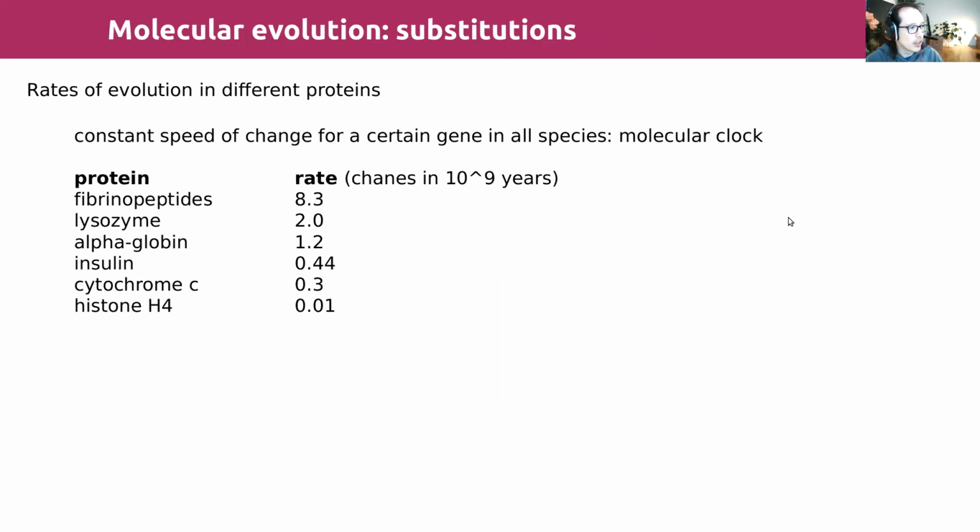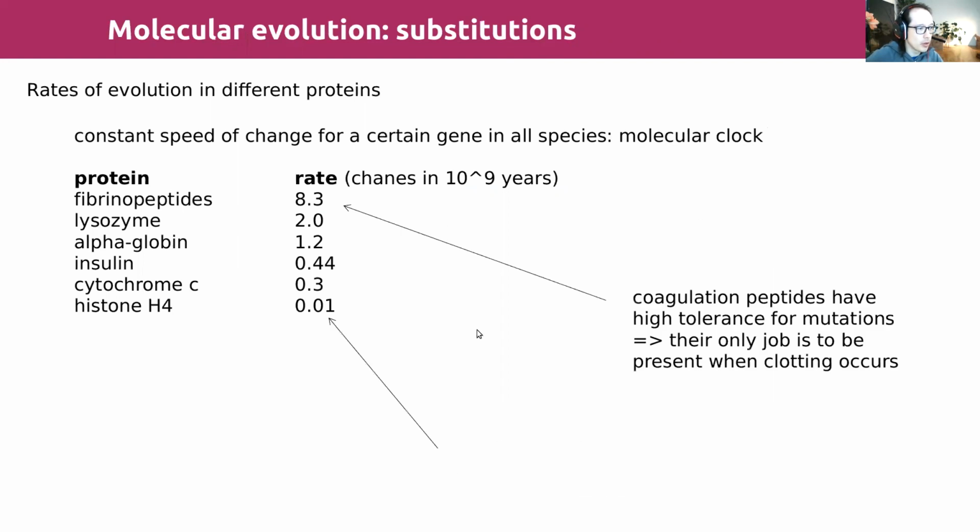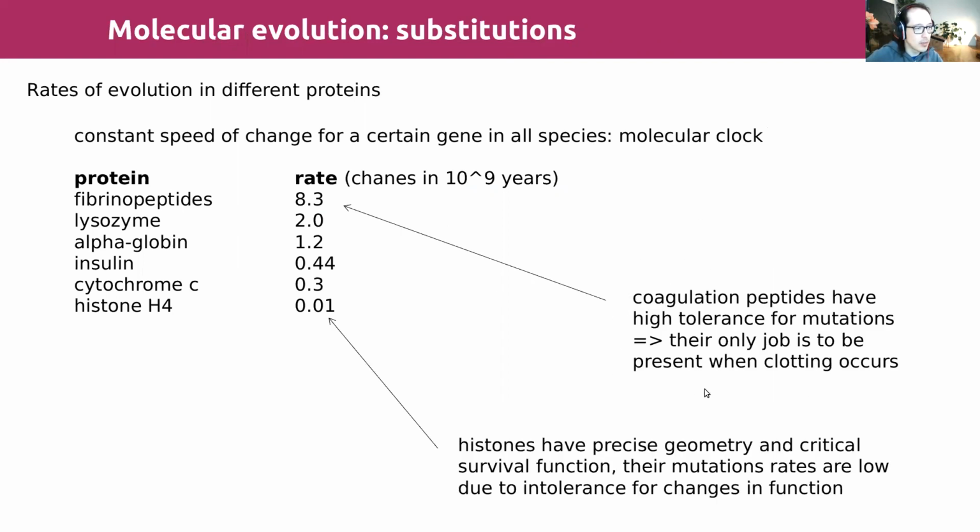The rates of evolution in different proteins. So, fibrinopeptides, responsible for coagulation. These peptides have a high tolerance for mutations because their only job is basically to be present when clotting happens. They don't have a lock and key function in the same way that enzymes have, for instance. The histone has an extremely low rate of change. These have a super precise geometry and a critical survival function, right, for organizing chromatin. So mutations in histones are not tolerated.